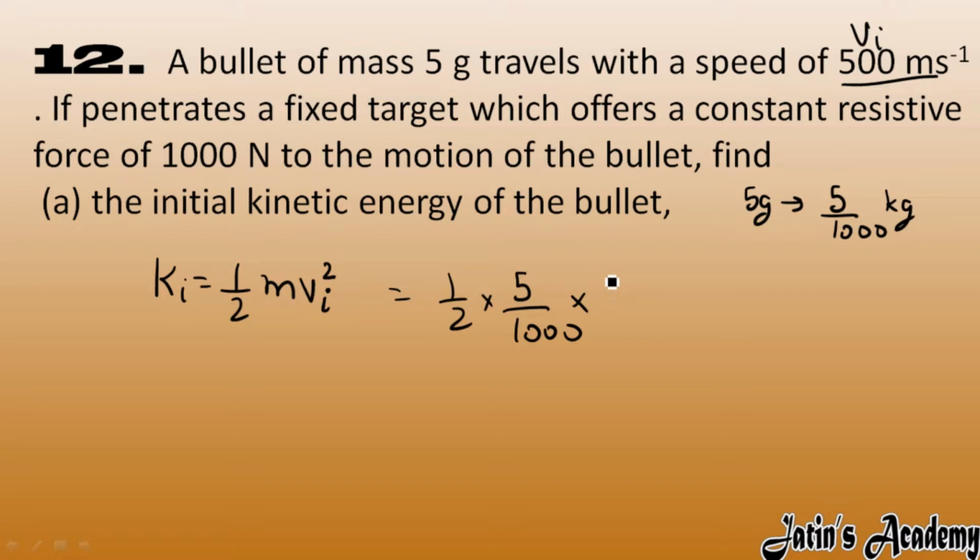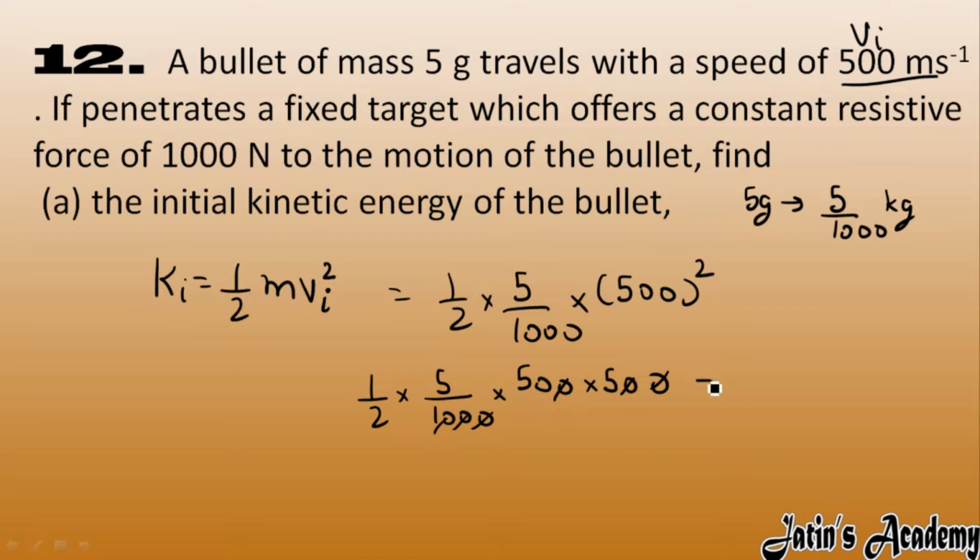Now put the value 500, okay, squared. Now just calculate 500 into 500, two times. So here 1, 2, 3, 1, 2 and 3. So when you solve this, you will get 625 joule as the initial kinetic energy. Clear? So initial kinetic energy we got as 625 joule.